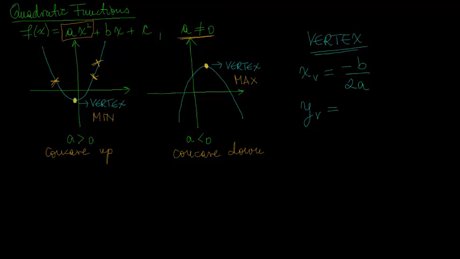However, it's easier to remember that since it is a point on the graph of the function, all we need to do is plug the x coordinate that we obtained here into the function, and that will give us the corresponding y coordinate of this vertex point. So let's look at an example. Let's say that I have the function f of x is 2x squared minus 4x plus 5, and I want to find the vertex of this particular function.